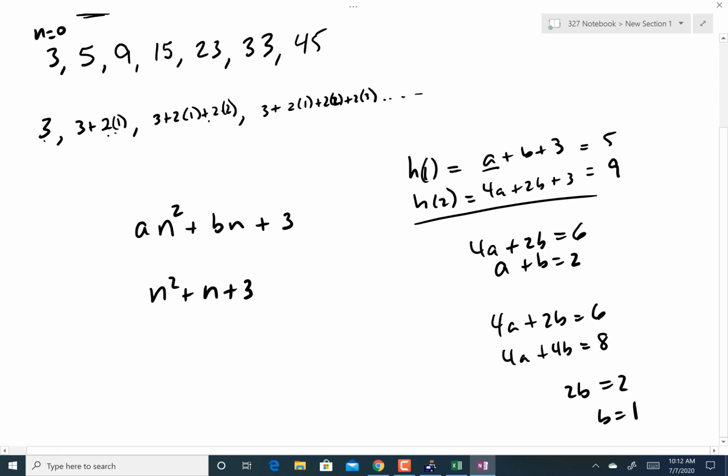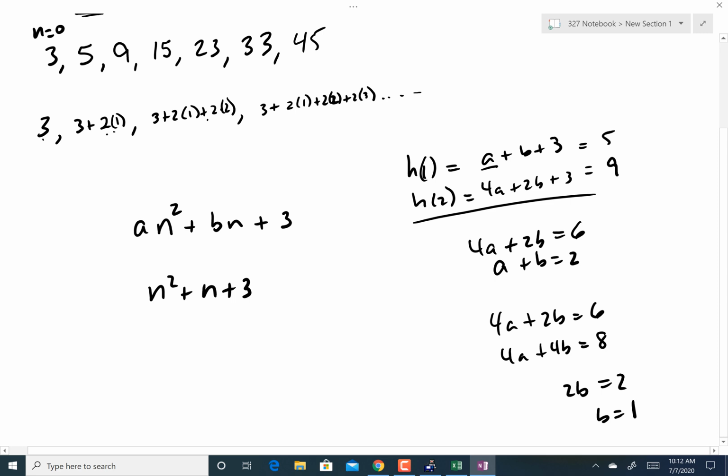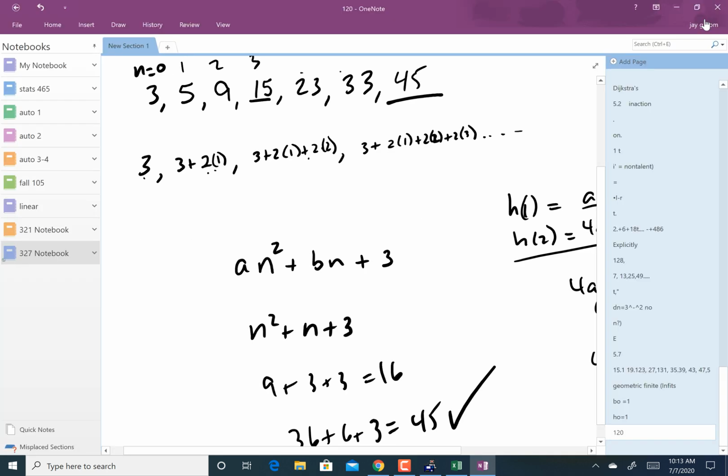Does that work? I don't know. Let's find out, shall we? What about the fourth term right here? Oh, I'm sorry, that would be the third term. Remember, this is the 0th term, first, second, third term. The third term is going to be 9 plus 3 plus 3, which is 15. What about this term here, which is the 4, 5, 6th term? 36 plus 6 plus 3 is 45. Check. Nice. Okay, so those aren't too bad to do, I don't think.